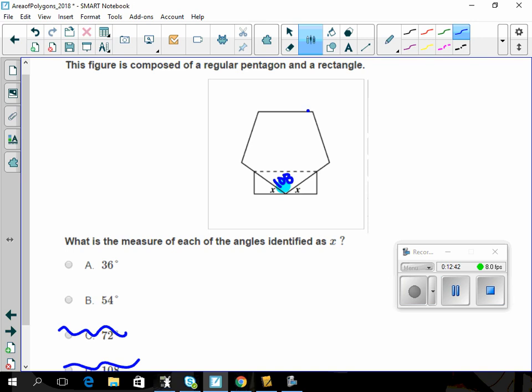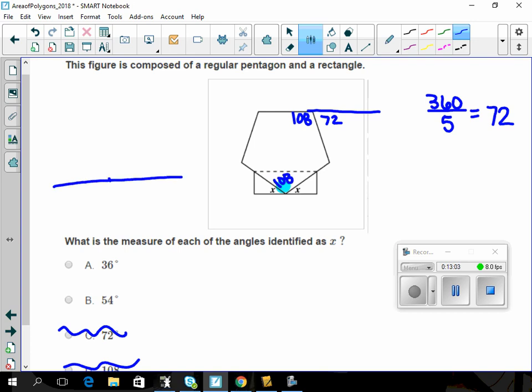So we know that there's a couple of different ways to find it. If you remember, when we did one inside angle, we found the outside one first. 360 divided by, in this case, 5, and you get 72. So if this is 72, what's the inside one? 108. So that's why the blue angle is 108.